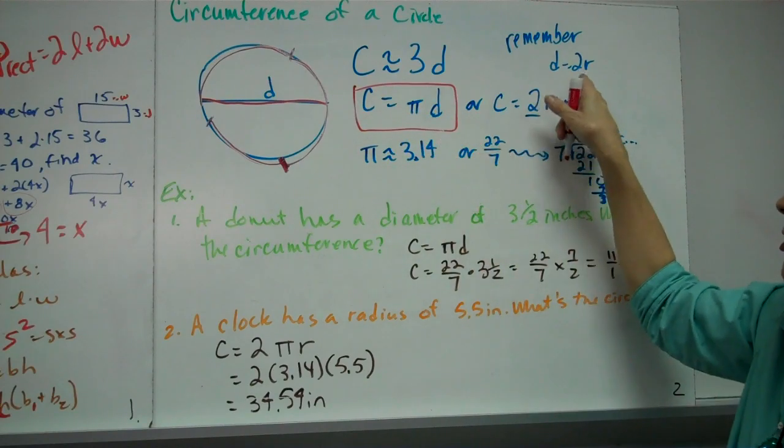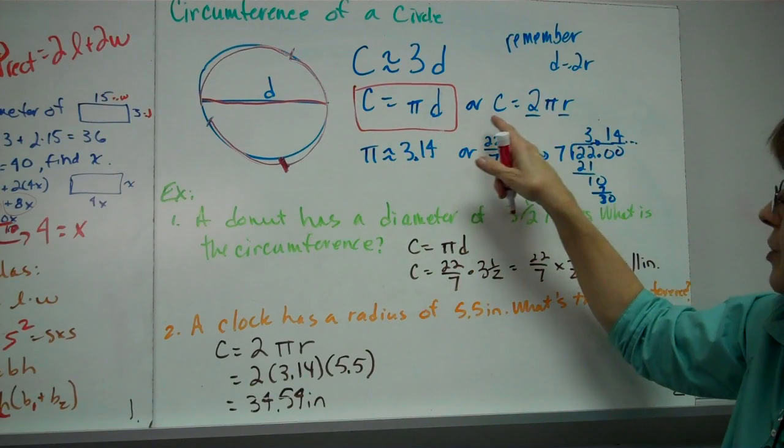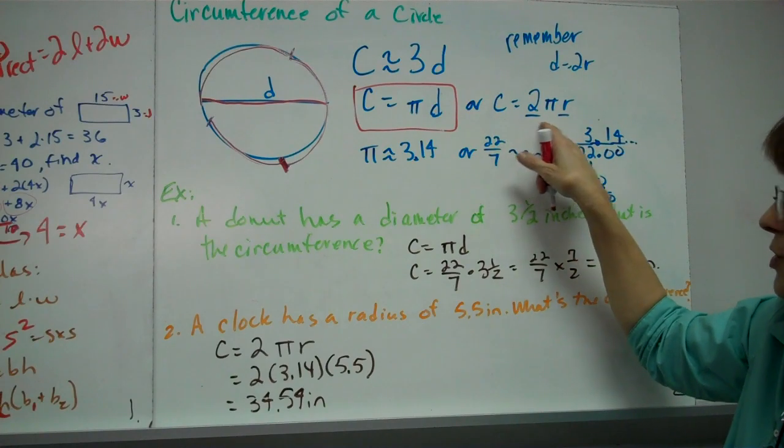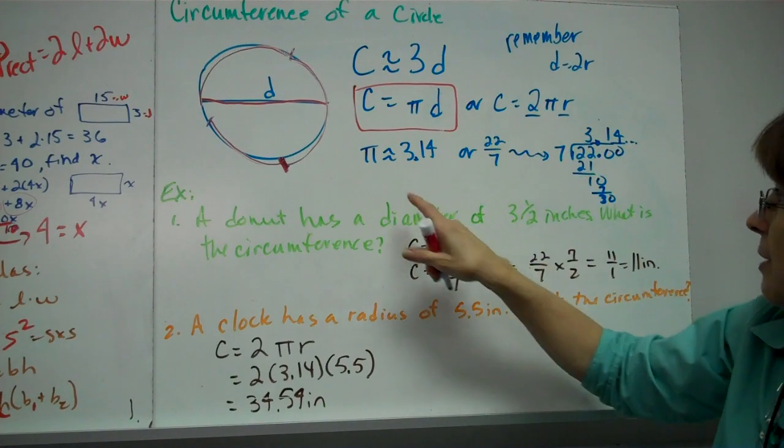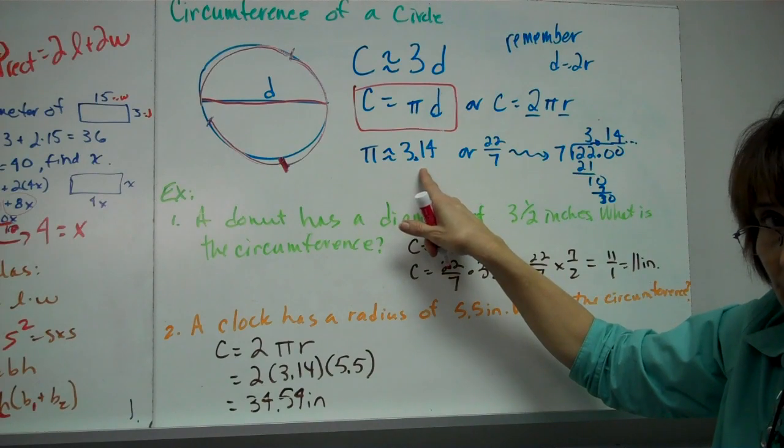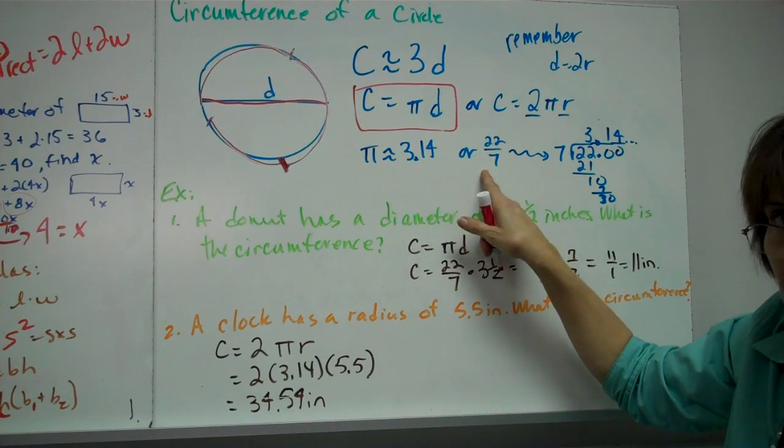We know the radius, the diameter is twice, 2 radiuses equal diameter. So we could also say the circumference equals 2 pi r. Okay? Pi is about equal to 3.14. And the way they get that is really 22 over 7 approximately.